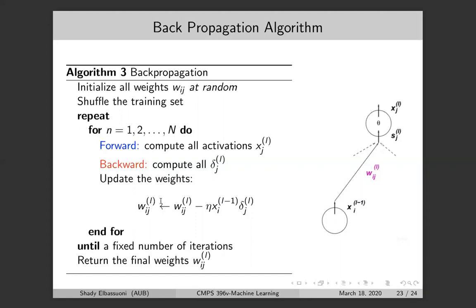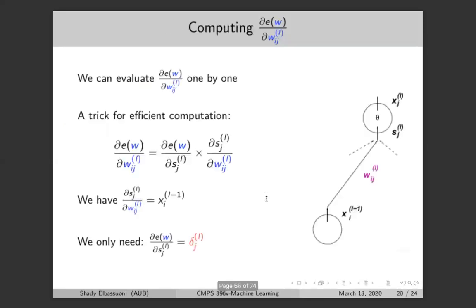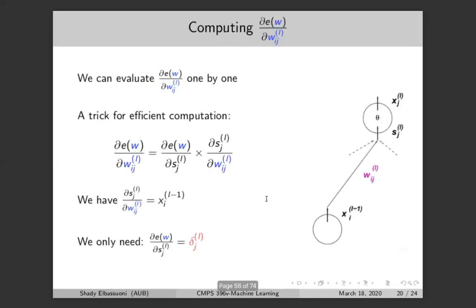So I update the weights: the old weight minus the learning rate times xi of L minus 1 delta j of L. Where did we get this from? We got it from here. We know that the gradient of the error with respect to Wij of L is nothing but xi of L minus 1 times delta j of L. If I computed this and I computed this, the current weight should be updated by the old weight minus the learning rate times this times this.